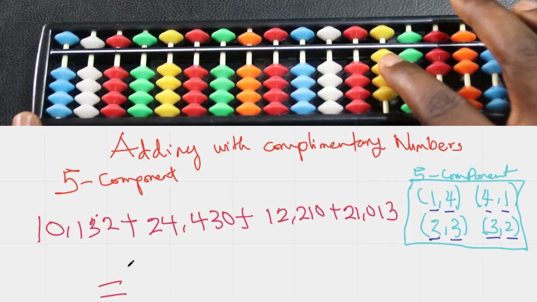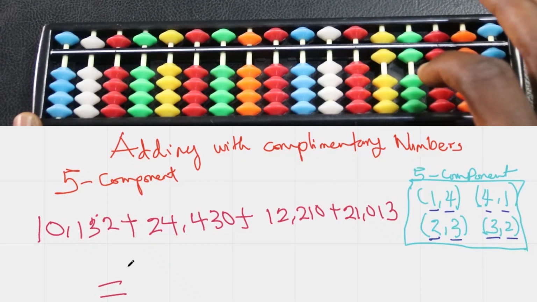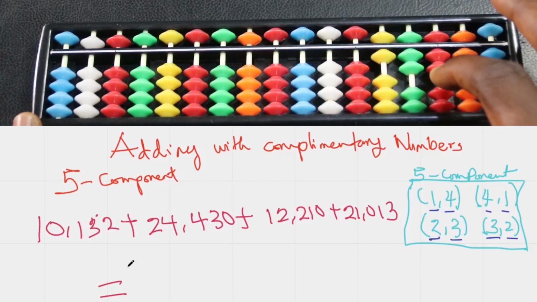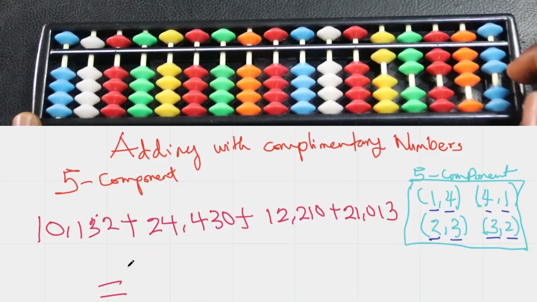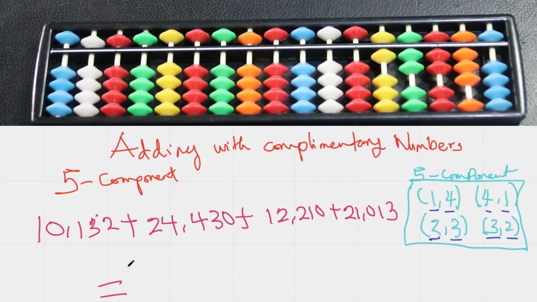The next one is 21,013. 2 here, I do not have 2 here. So what am I going to do? I will remove the 5 component of 2, which is 3, and then add 5. Add 1, I have 1 here. Add 0, I don't have to do anything here. Add 1, I have 1 here. Add 3, I don't have 3. What's the 5 component of 3? 2. And then I have my final answer. What is my final answer? 67,785. If you got that correctly, then you are the champion. You are the champion. Yes.